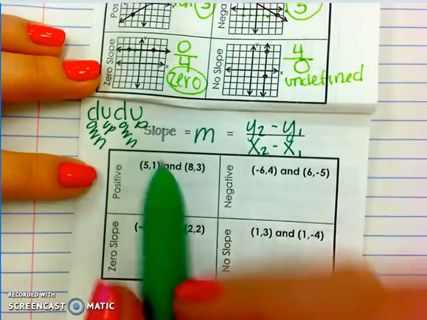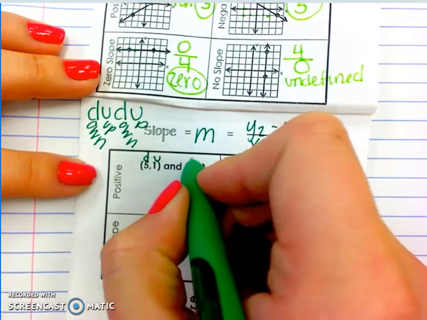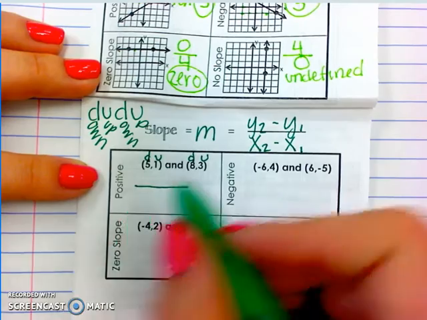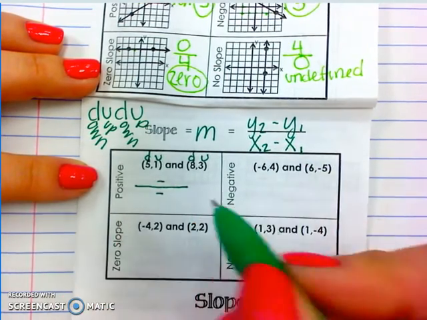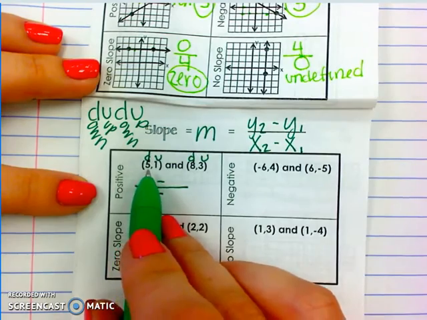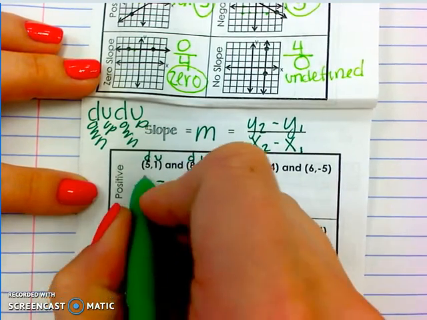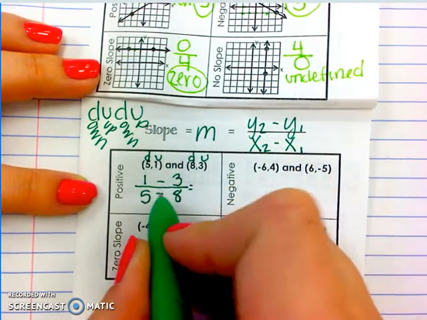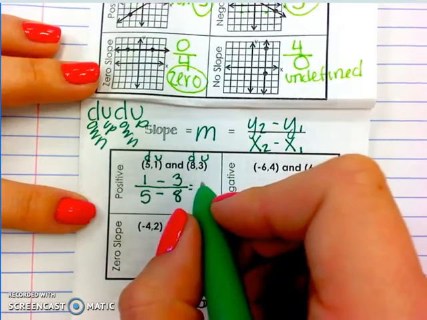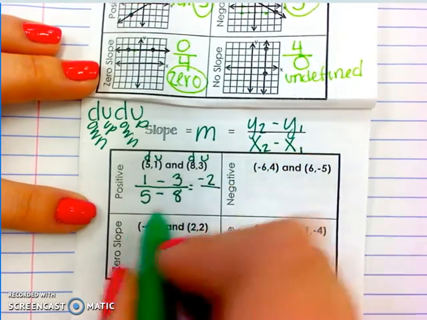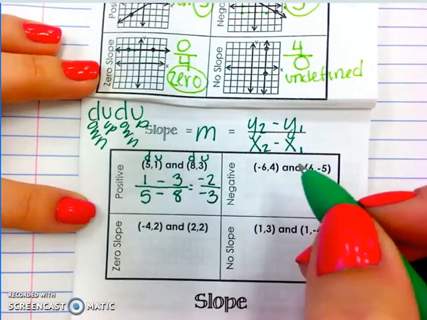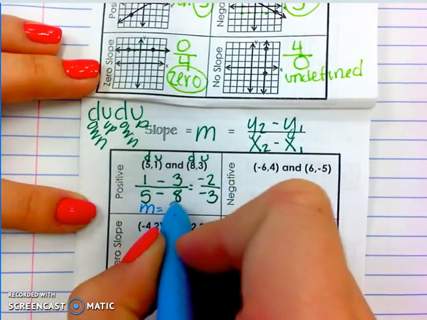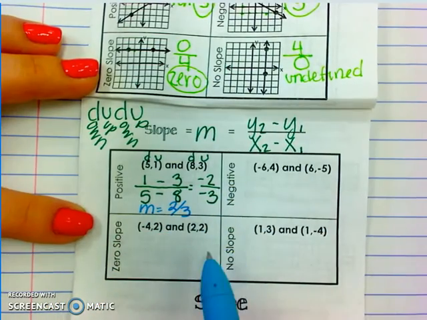So you're going to label each of your points. Do, do. Now I'm still going to have my fraction bar and I'm still subtracting in between. But now it helps me to remember the order. 5 goes down, 1 goes up. 8 goes down, 3 goes up. 1 minus 3 is negative 2. 5 minus 8 is negative 3. A negative over a negative, my slope, or my m, is positive 2/3.